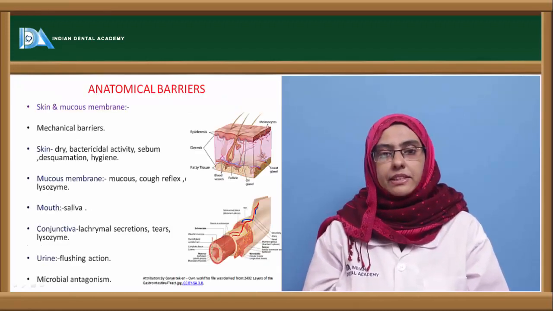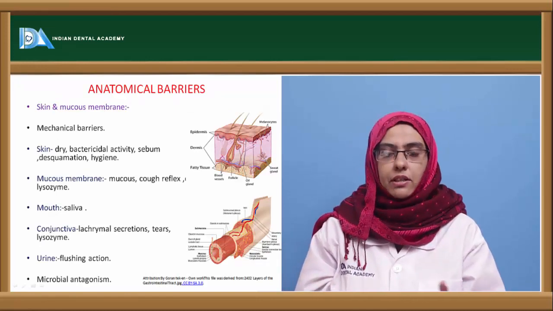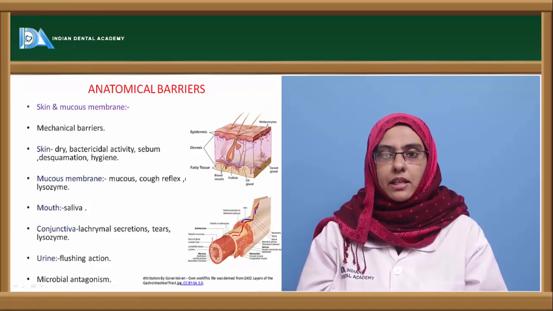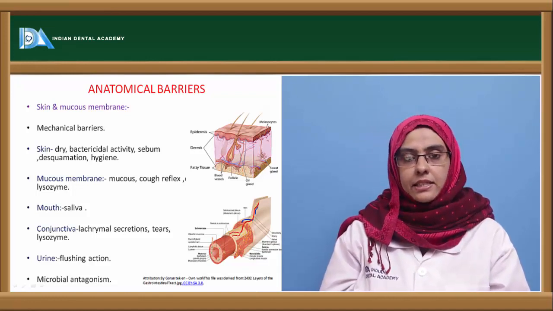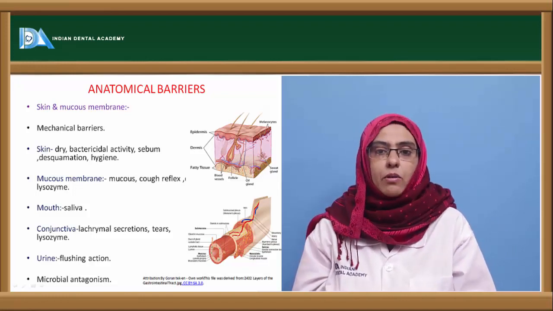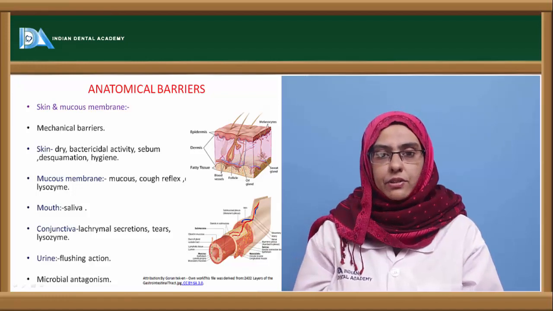The barriers that prevent the entry of the organism into the host to cause infection are called the anatomical barriers. The best example of this is the skin and the mucous membrane. Skin, as we know, is a layer that gives us shape and protects our body against a wide variety of components that are trying to gain entry into the human body.